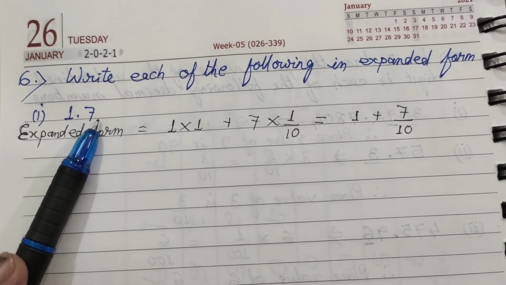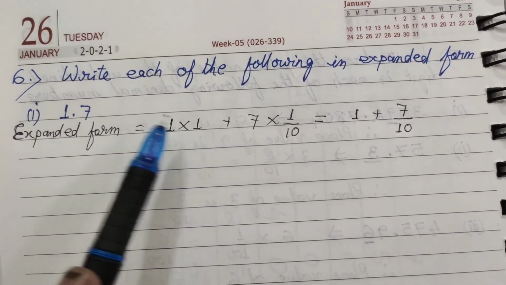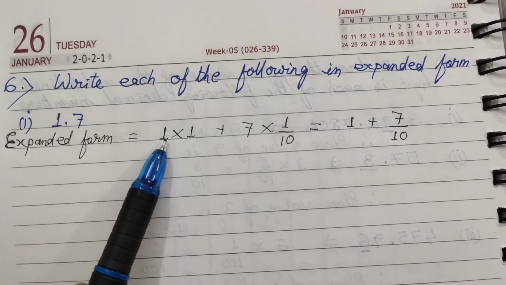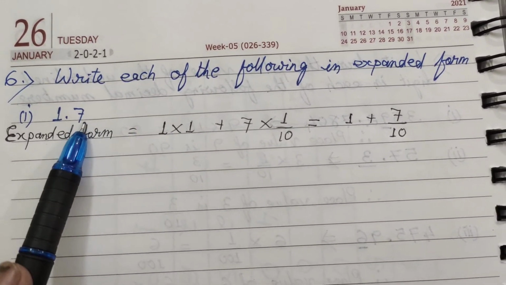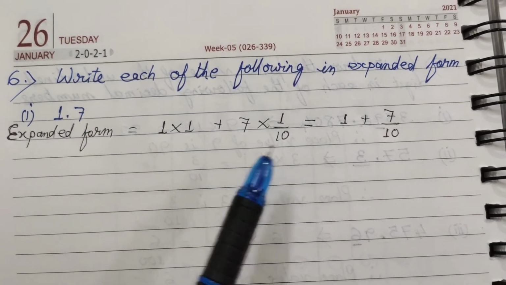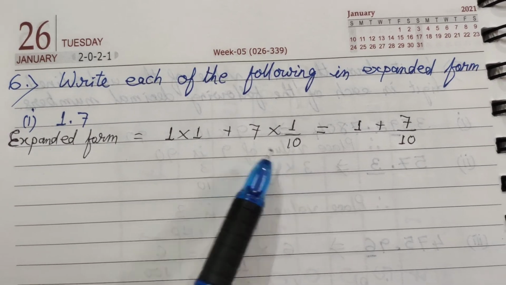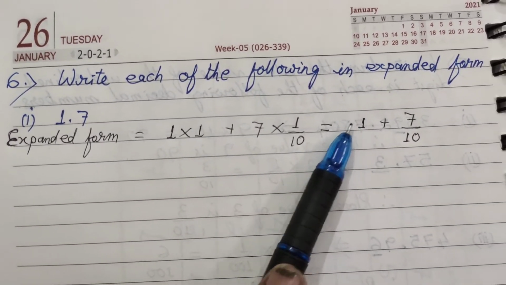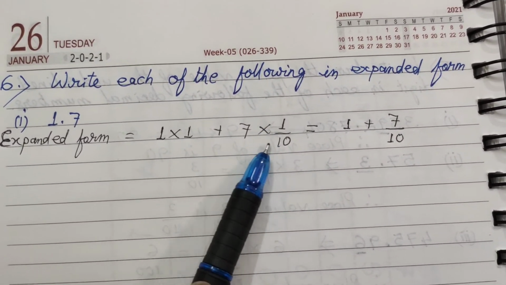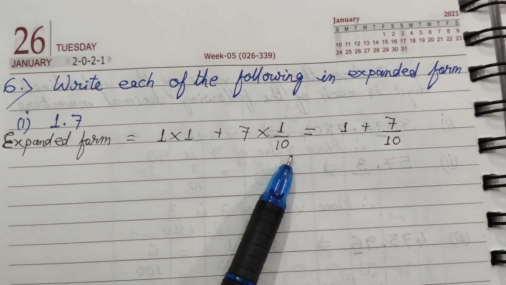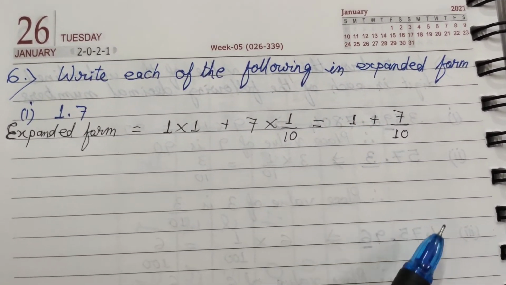Then you have to give a plus sign in between when you are writing in expanded form. After the point, 7 here is in tenth house. So 7 should be multiplied by 1 by 10. When you solve this, 1 into 1 is 1. 7 into 1 by 10 is 7 into 1, which is 7 in the numerator, divided by 10. So 1 plus 7 by 10 is the expanded form.